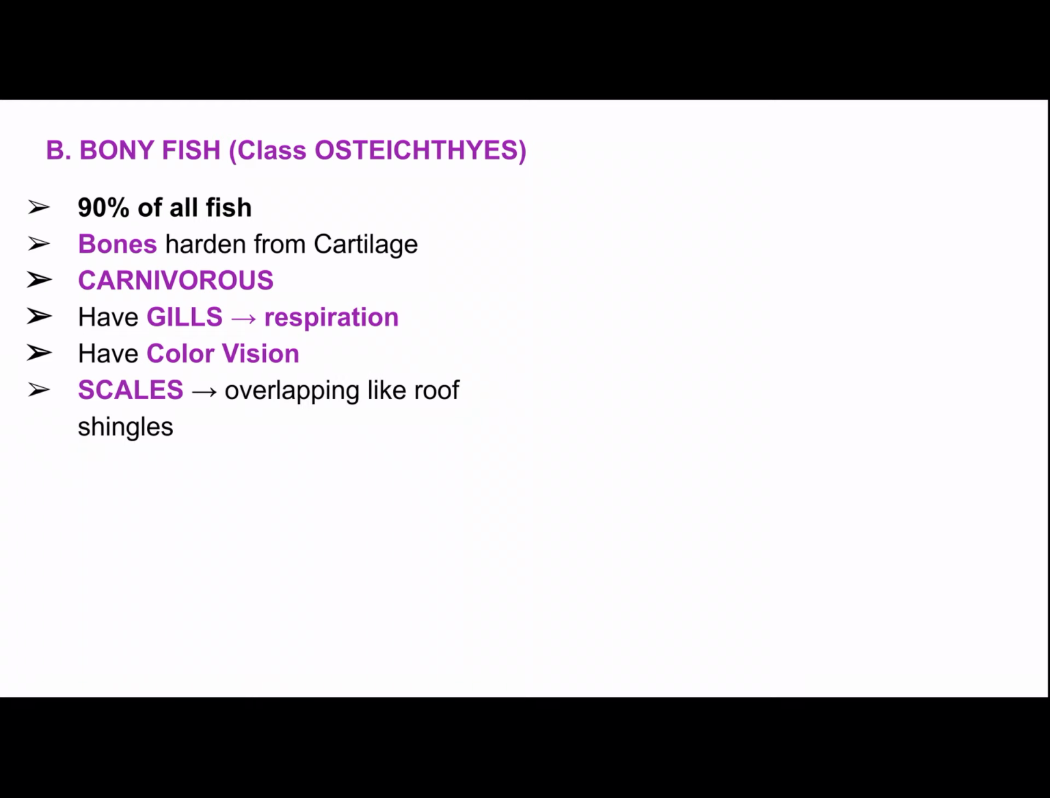Okay, now their scales, all right, are really kind of neat. They overlap like roof shingles. All right, and the reason why they do that is it protects the body, protects the internal organs. It prevents water from entering or leaving. Believe it or not, too much water can enter into a fish. That will be bad. And then, of course, if too much water left a fish, since they live in the water, that would be bad as well.